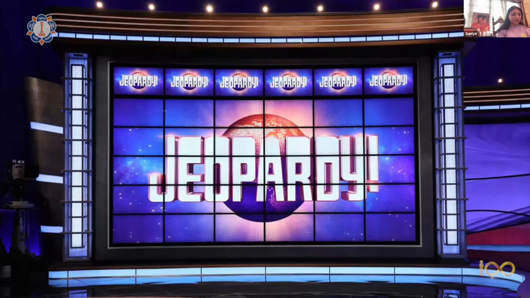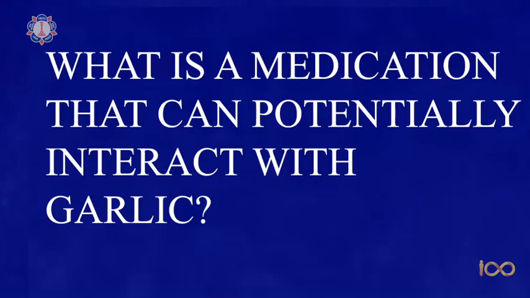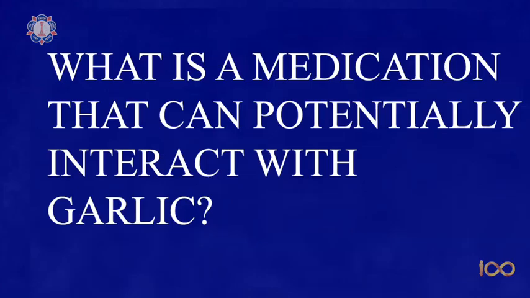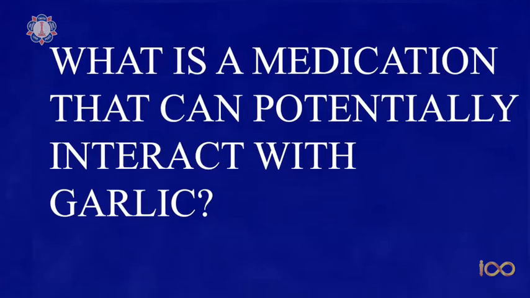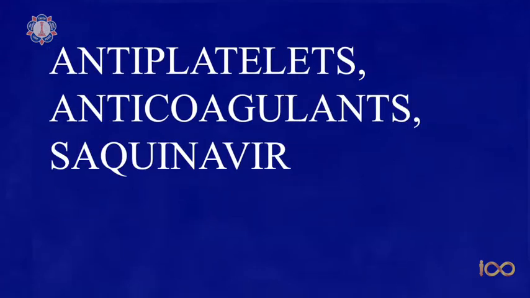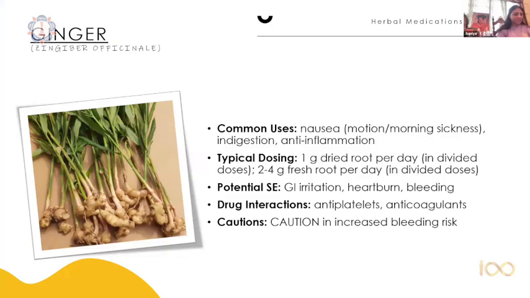Okay, that brings us to our next Jeopardy question. What is a medication that can potentially interact with garlic? Blood thinners. Yep, perfect. Next slide, please. Yep, antiplatelets, anticoagulants, and saquinavir. Thank you. All right.